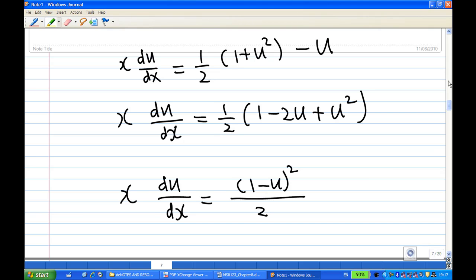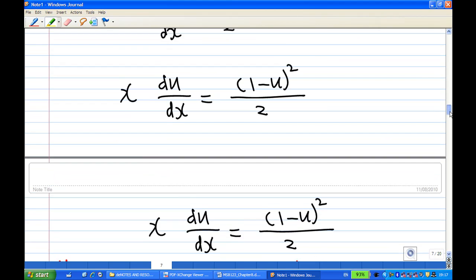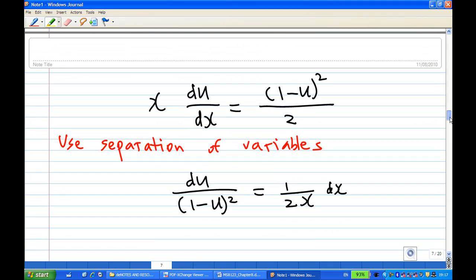Then continue. How do we find u now? The method we're going to use to find u is called separation of variables. You're going to separate the u and x. So on the left hand side you have du over (1 minus u) squared, equal to dx over 2x.